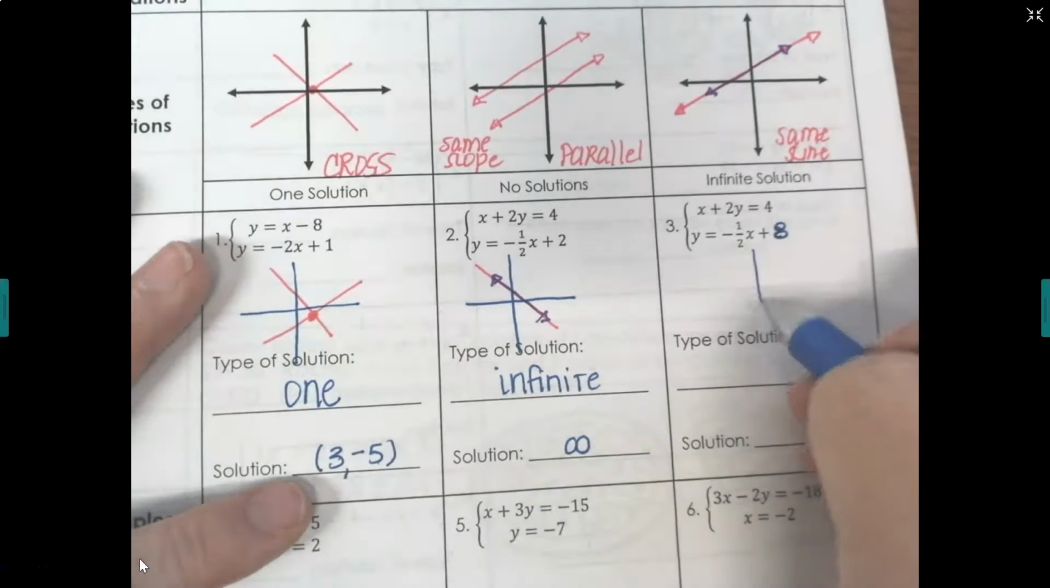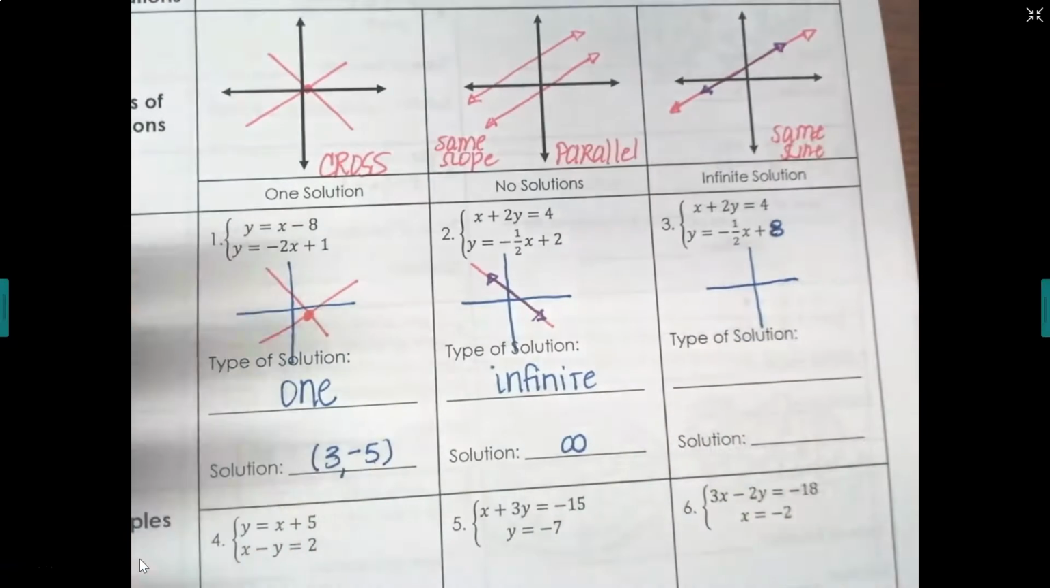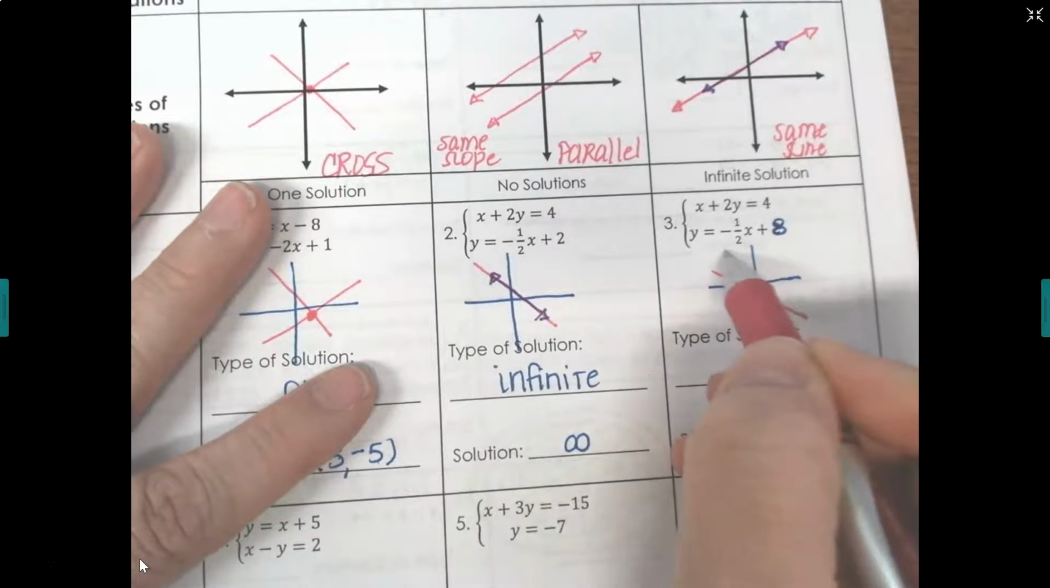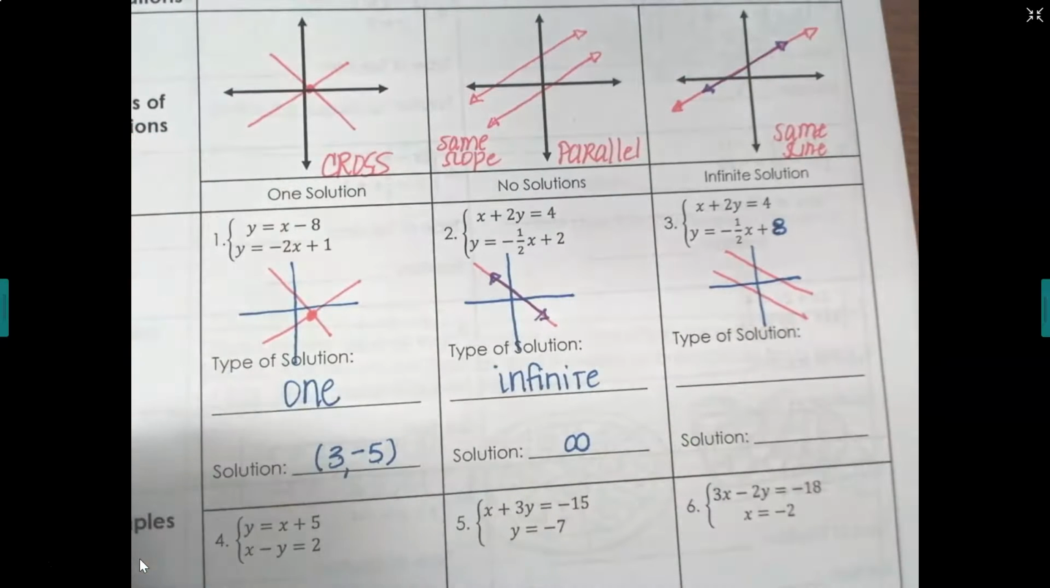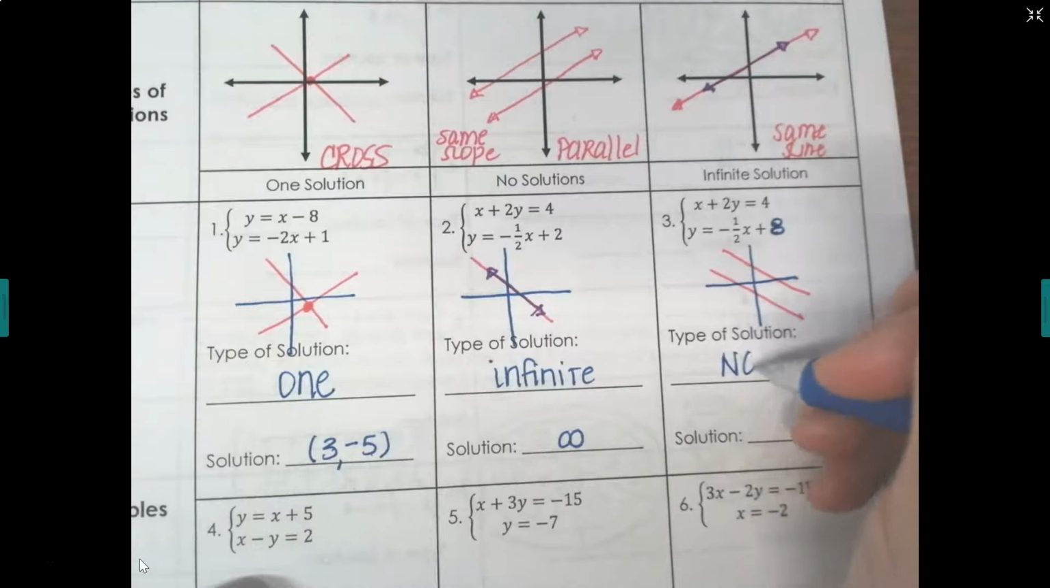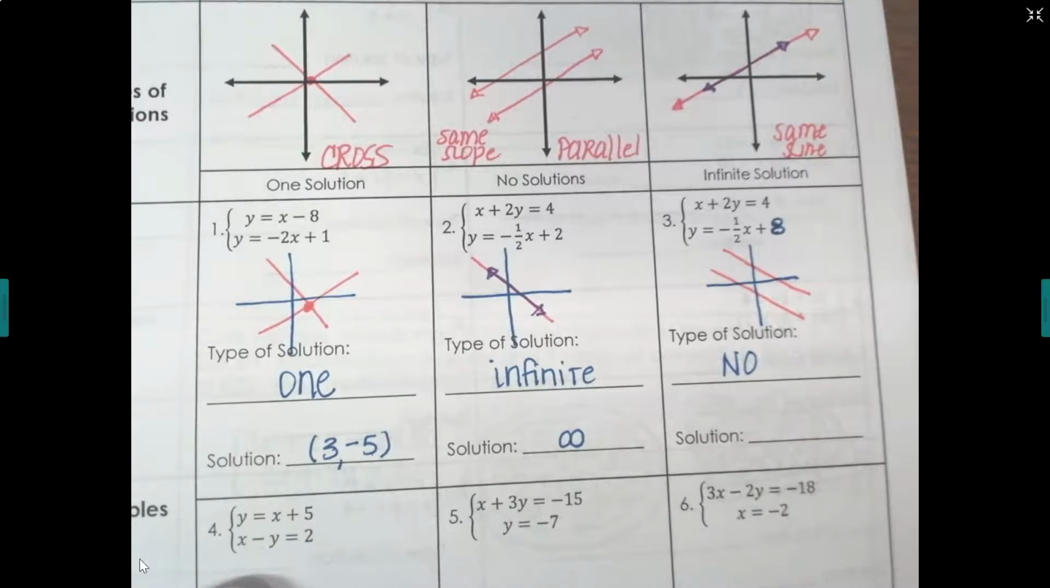So what that looked like was we had two lines and they weren't going to cross. You don't have to sketch all the time. I'm just wanting us to sketch for right now so we have an idea. So that has no solutions because they're not ever going to cross.